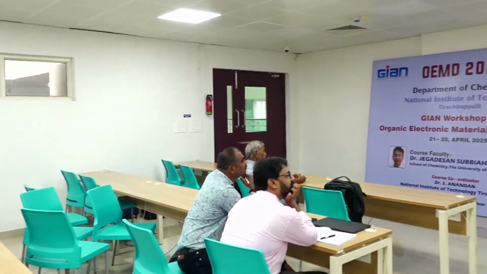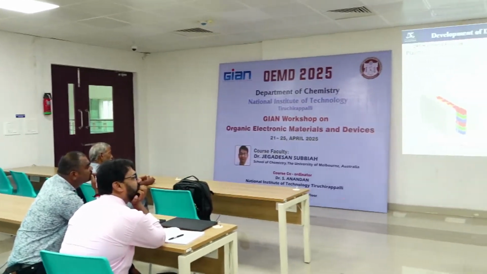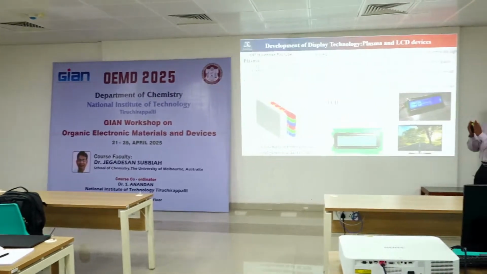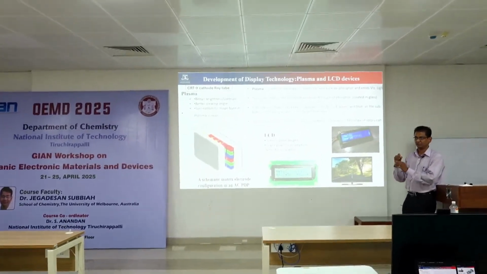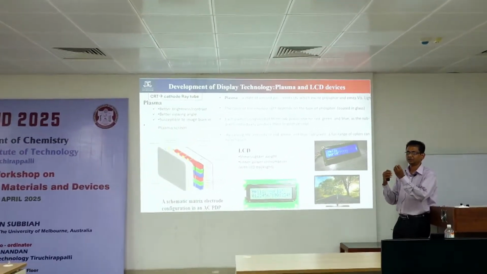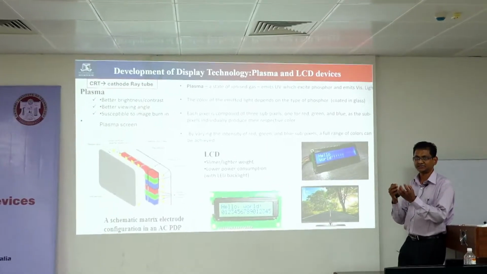Plasma is another state of matter. In a plasma TV, there are small plasma cells filled with some gas, either neon or argon. When you apply an electric field, the gas will become plasma, and it will emit UV radiation.